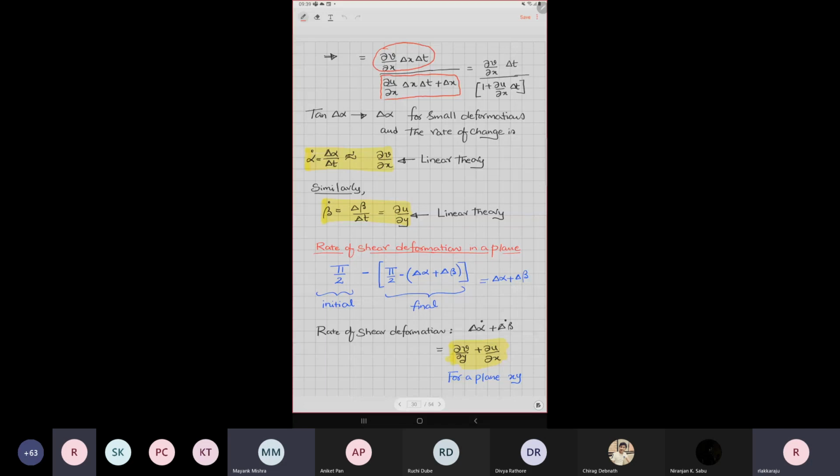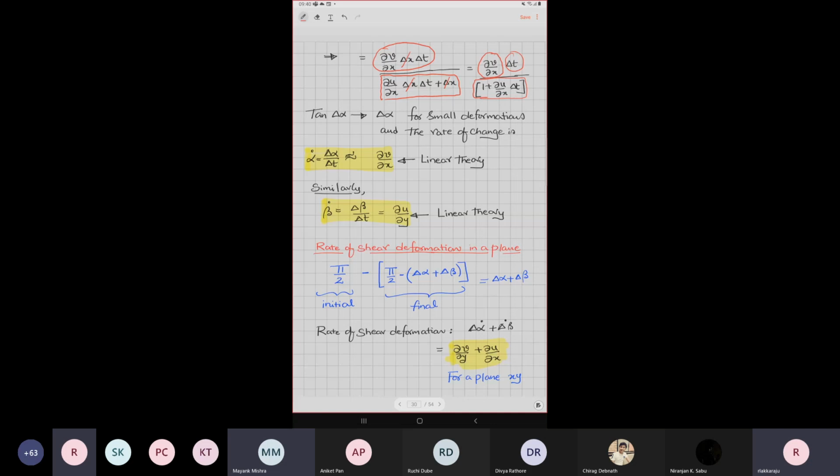That means if I simplify by taking delta x common, I get del V by del x multiplied by delta t, divided by 1 plus del U by del x delta t. This is the leftover component. What we end up with is the angle, for very small deformations. This is the way the theory develops.